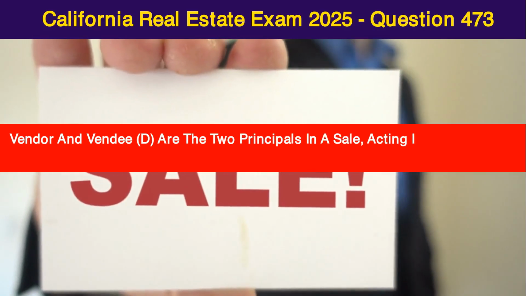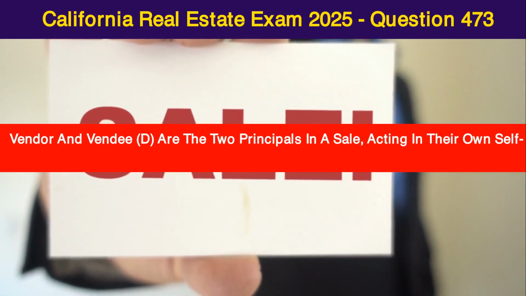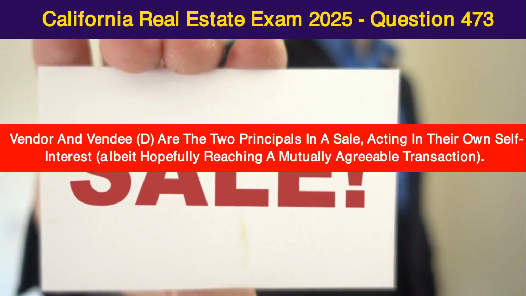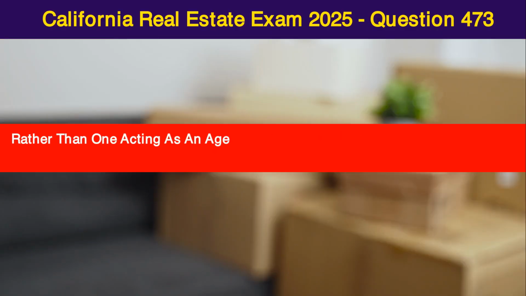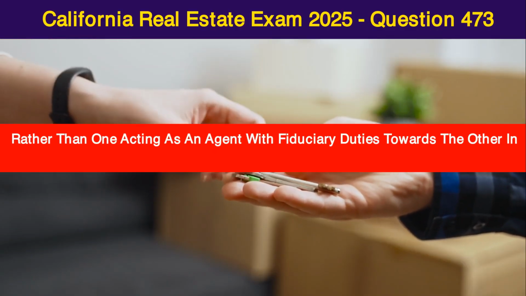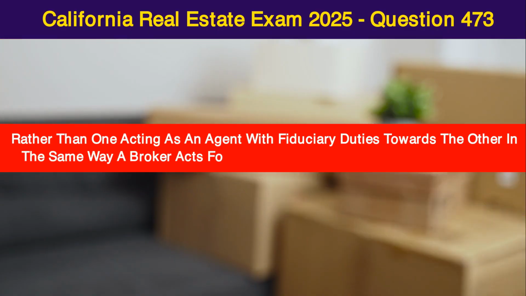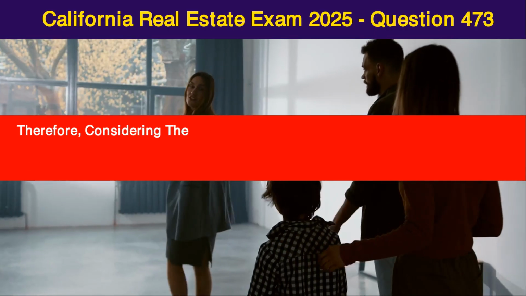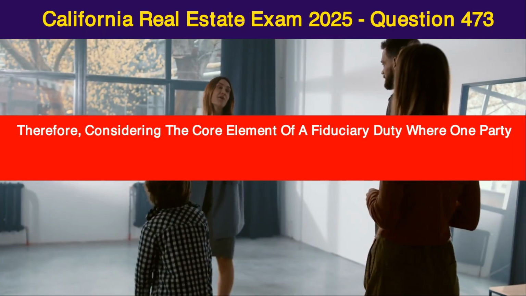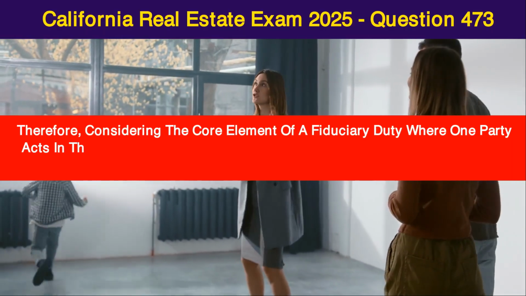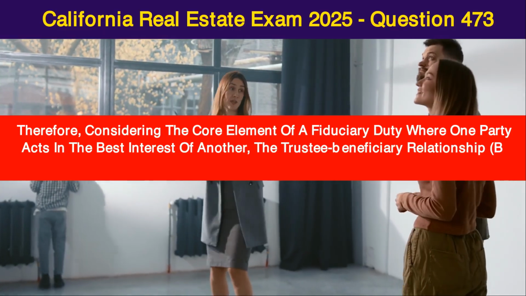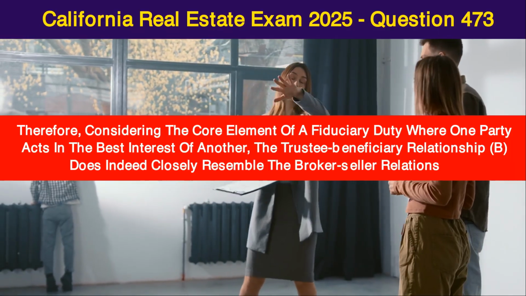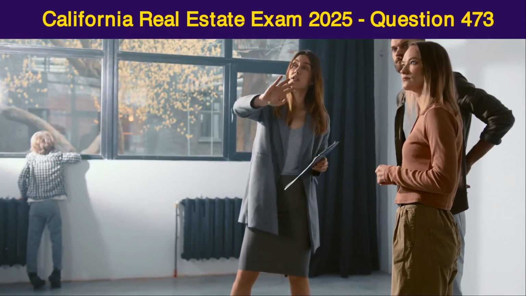Vendor and vendee, D, are the two principals in a sale, acting in their own self-interest, albeit hopefully reaching a mutually agreeable transaction, rather than one acting as an agent with fiduciary duties towards the other in the same way a broker acts for a seller or a trustee acts for a beneficiary. Therefore, considering the core element of a fiduciary duty where one party acts in the best interest of another, the trustee-beneficiary relationship, B, does indeed closely resemble the broker-seller relationship.